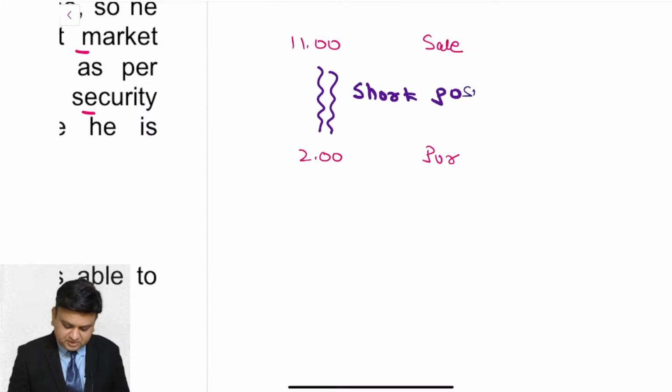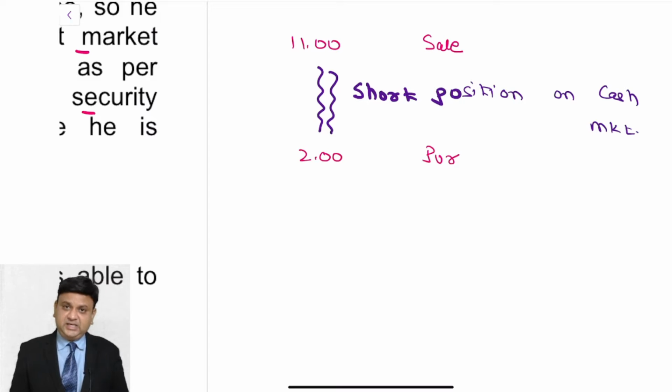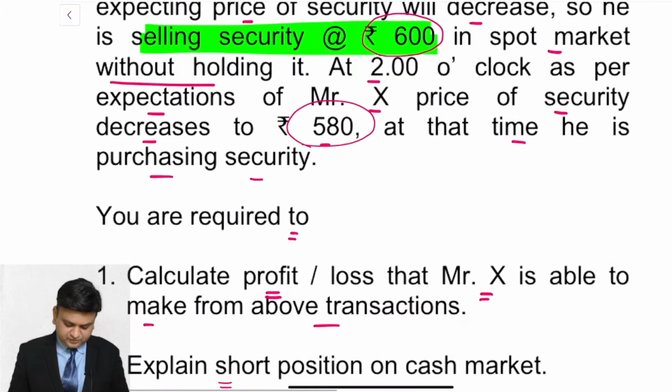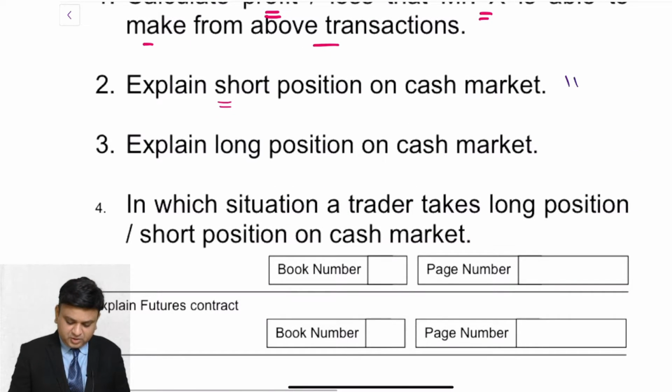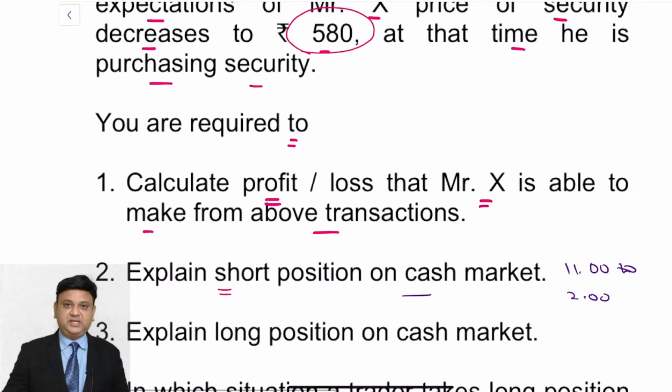What do we understand with the term short position on cash market? It means that you have entered into the transaction for selling of an underlying asset, that is selling of the security without holding it, and this is given the technical name of short position on cash market. It is also called a naked short position. Naked short position means that you have a transaction for sale without holding it. So over here, from 11 o'clock to 2 o'clock you are having the short position on cash market. That is what we understand.